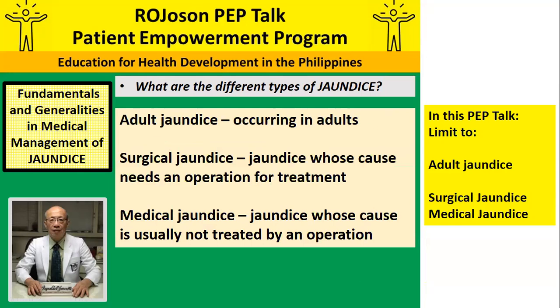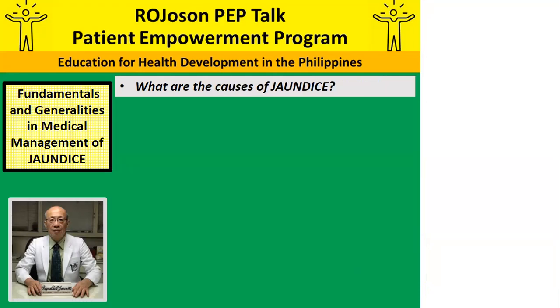Adult jaundice means it's occurring in adults. Surgical jaundice means that the cause of the jaundice needs an operation for treatment. Non-medical jaundice, the jaundice in which the cause is usually not treated by an operation, just observed for some medicines. What are the different causes of jaundice?